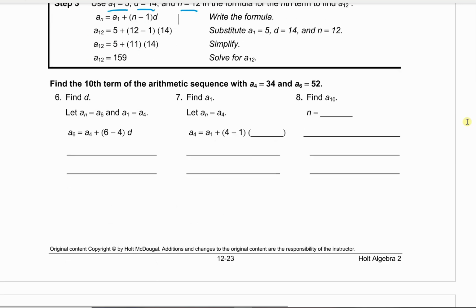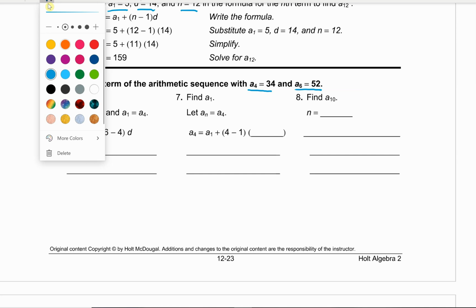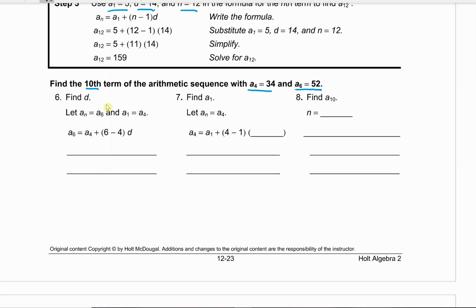So let's take a look at 6, 7, and 8. They're basically one problem. We're going to look for that 10th term, just like we did on the first page. a4 is 34 and a6 is 52. All right, so step 1, let's find d. So I'm going to say an is going to be a sub 6, a1 is going to be a sub 4, so a6 equals a4 plus 6 minus 4 times d. So basically 52 equals 34 plus 6 minus 4, 2d.